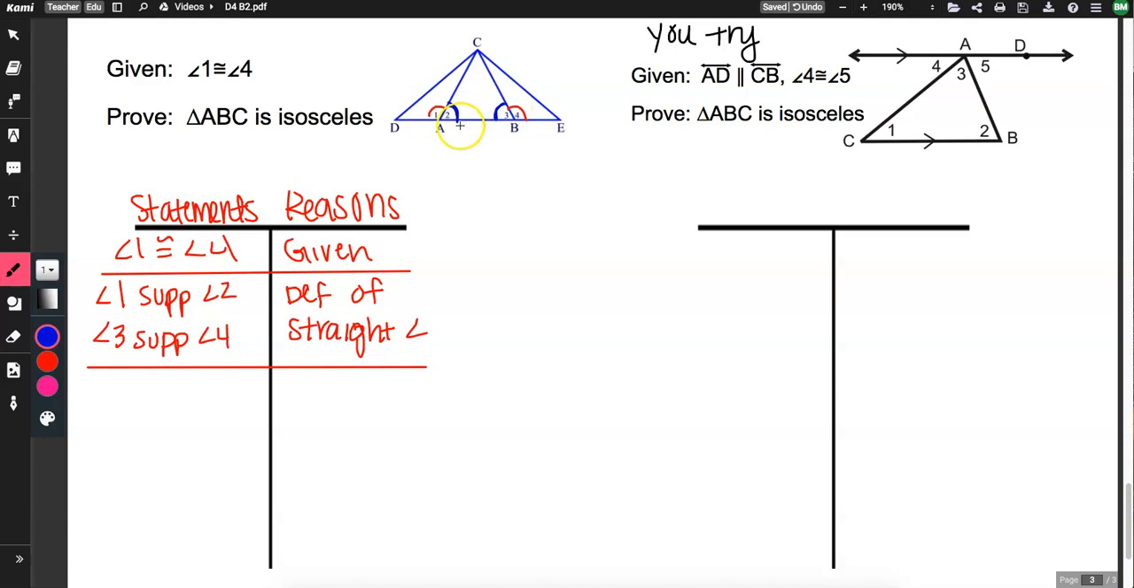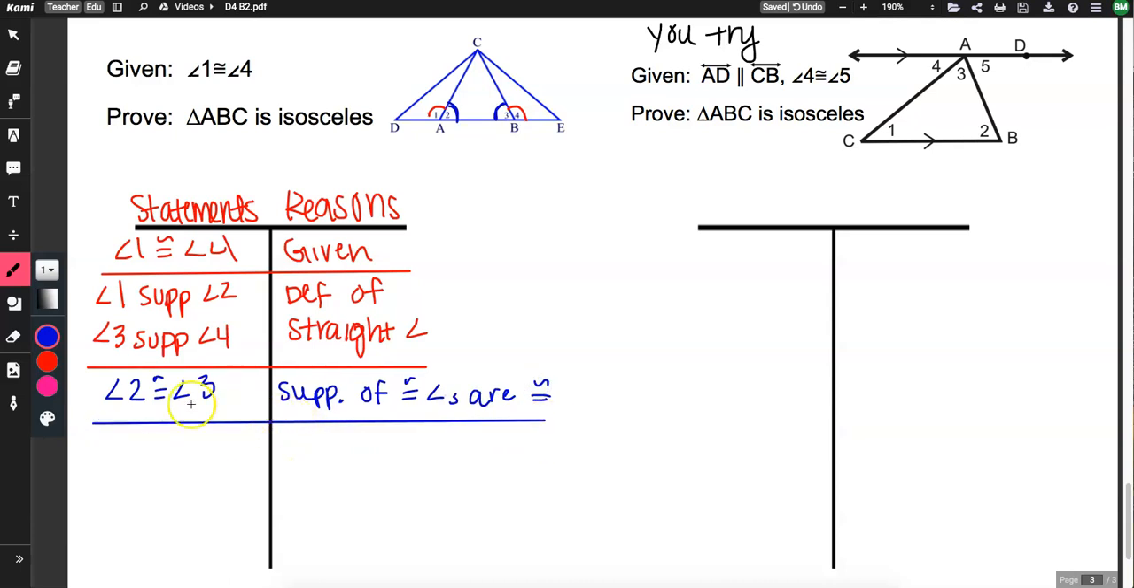So, based on what we've done in the past, I know that if 1 and 4 are congruent, that has to mean that 2 and 3 are congruent. And the phrase we used for that was that supplements of congruent angles are congruent.